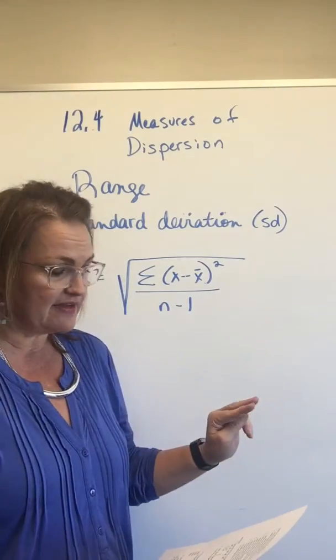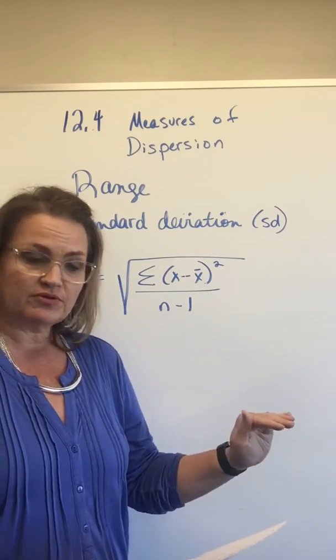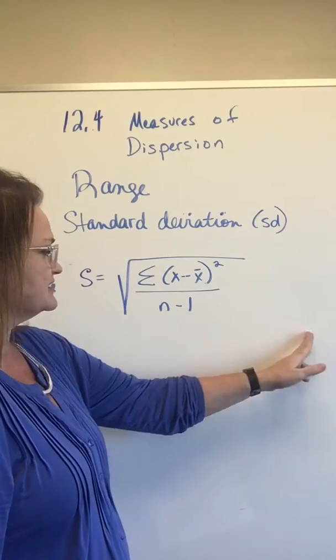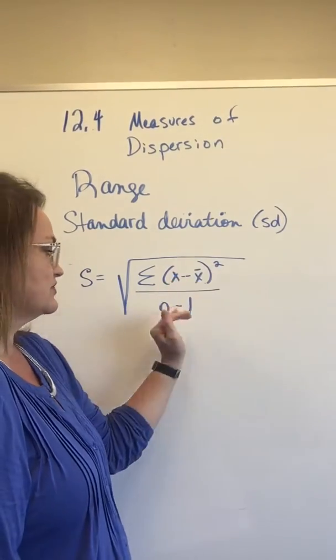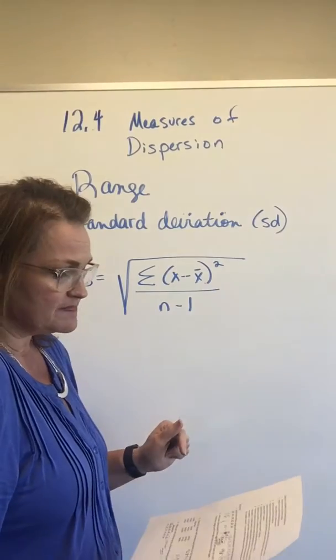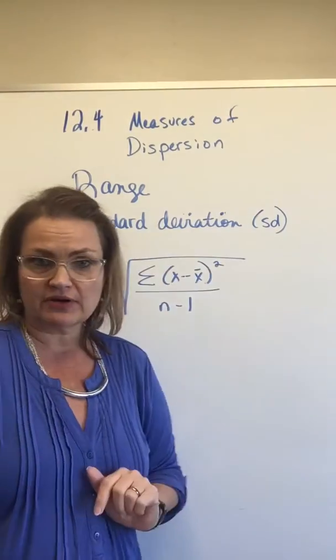Then on step 7, you're going to divide what you got there by the number of pieces of data minus 1. Count up how many pieces of data. If there was 10 pieces, you're going to divide by 9, right? You're going to divide by 1 less than what you see. Then step 8, the last step, square root that final answer.